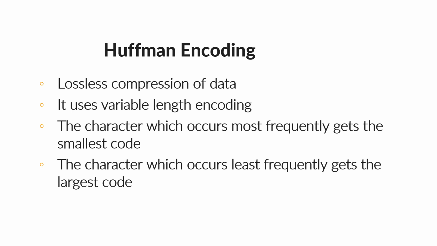So the Huffman encoding technique overcomes some of the drawbacks associated with Shannon-Fano. It is also a lossless compression technique. It uses variable length encoding. The characters which occur most frequently get the smallest code, and the character which occurs least frequently gets the largest code, so that the average length of the code is decreased and compression is achieved.